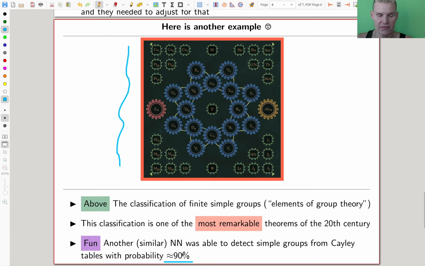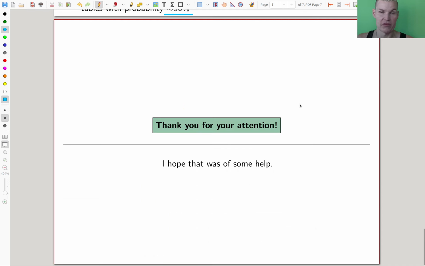I think it's very remarkable. Again, if you look at the paper, they have precise numbers. Again, more than 90%. You just look at the Cayley table, yeah? Look at the Latin square, and you can detect whether it's simple or not, which is really remarkable.